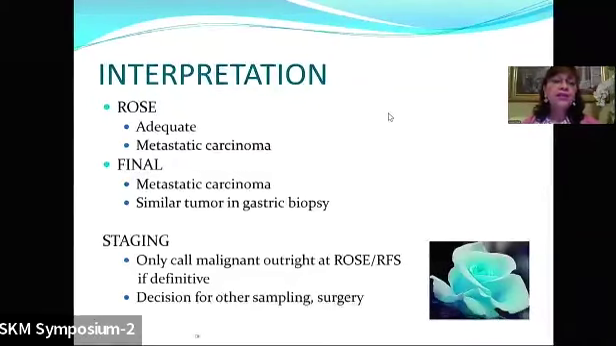Okay, so the interpretation was it was adequate, and we saw metastatic adenocarcinoma in the lymph nodes. The final diagnosis was metastatic carcinoma, and we saw similar tumor in the gastric biopsy. And a point about staging, only call something malignant outright at the time of rapid on-site evaluation or frozen section if you are certain.